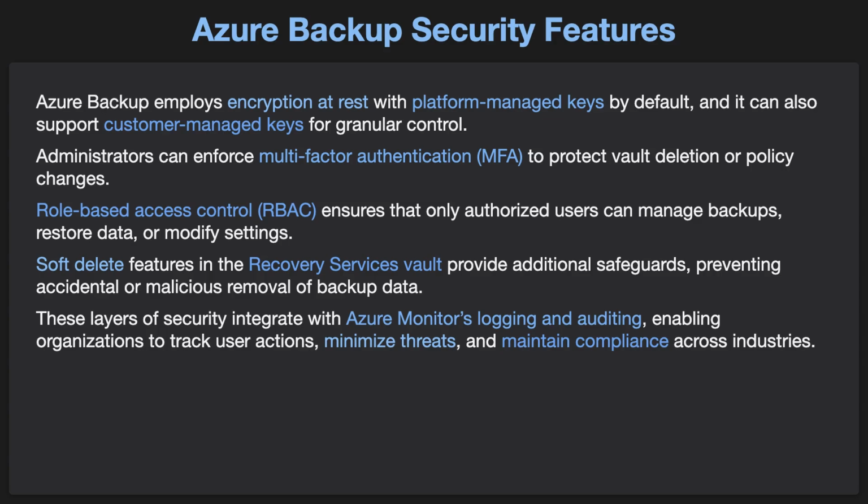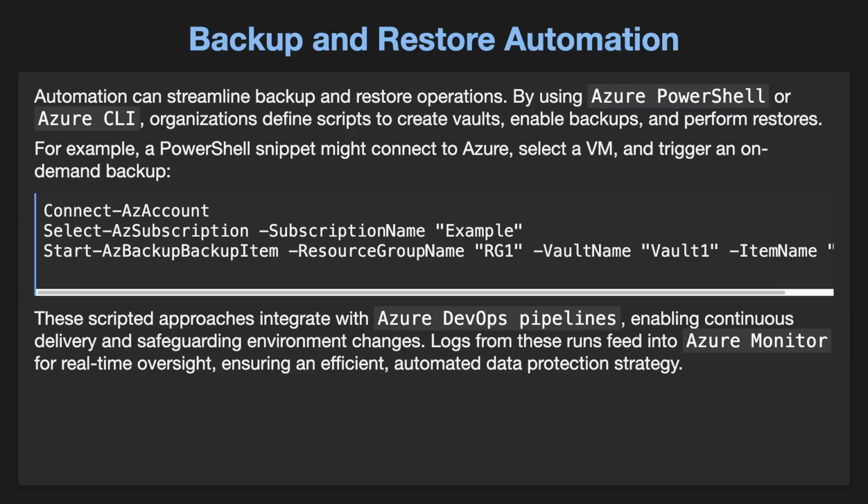Role-based access control, RBAC, ensures that only authorized users can manage backups, restore data, or modify settings. Soft delete features in the Recovery Services Vault provide additional safeguards, preventing accidental or malicious removal of backup data. These layers of security integrate with Azure Monitor's logging and auditing, enabling organizations to track user actions, minimize threats, and maintain compliance across industries. Automation can streamline backup and restore operations.